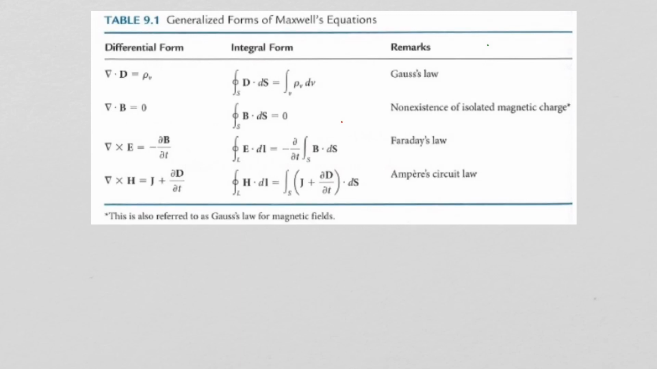We are now going to look at how Maxwell's equations lead to the existence of electromagnetic waves. But first, I'm going to put up a video that reviews the concepts of waves.